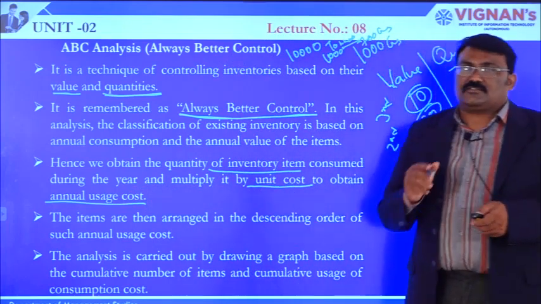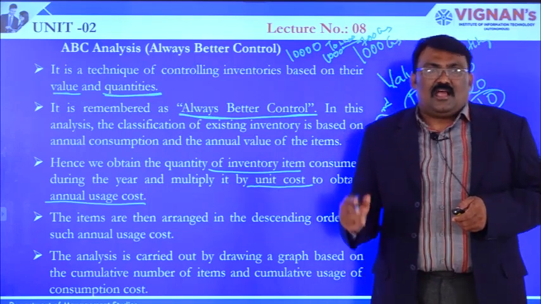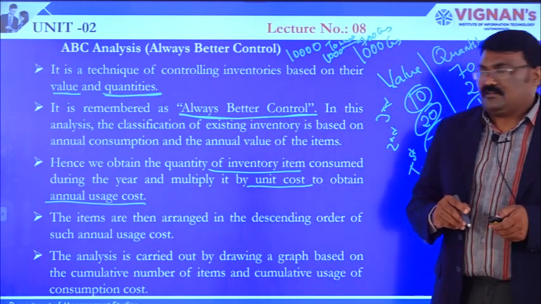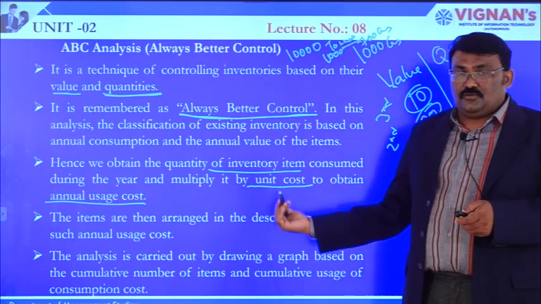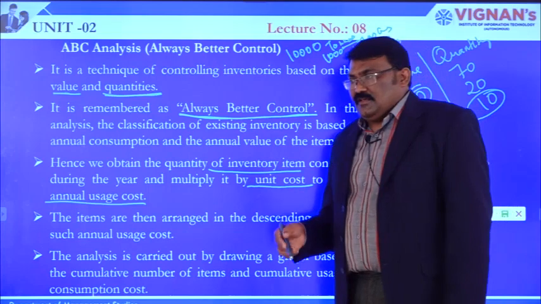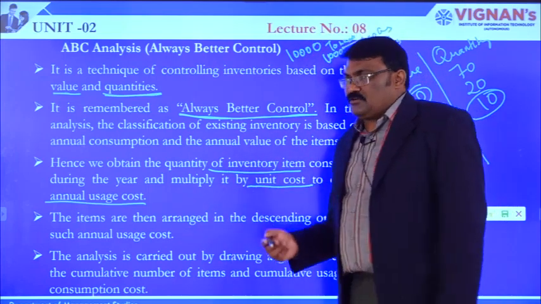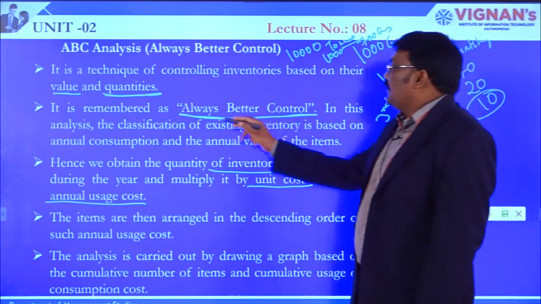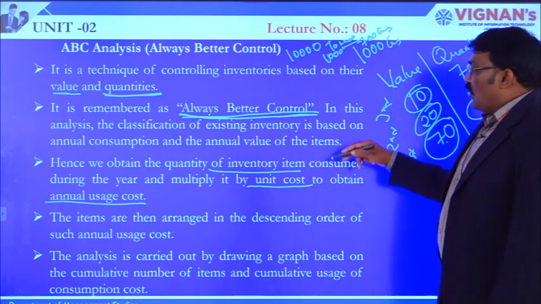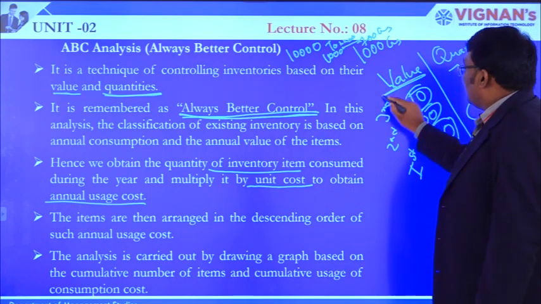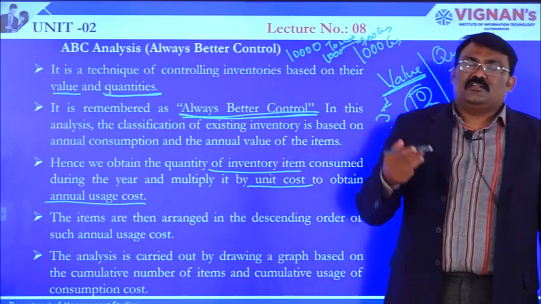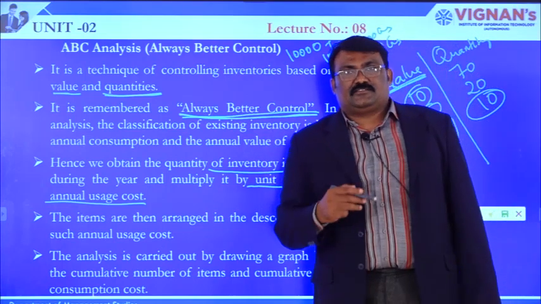The unit cost is calculated, and based upon that unit cost the annual usage cost is calculated, because the calculation of unit cost gives us a better understanding of the overall control. Otherwise, the value calculation may be misleading, that means the calculation of the value may have some kind of change.